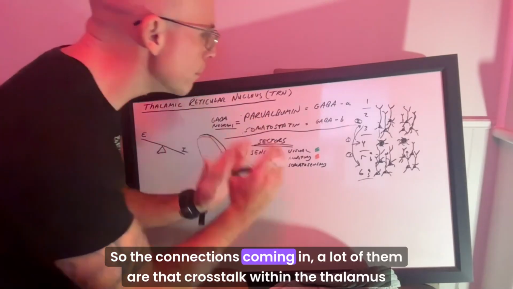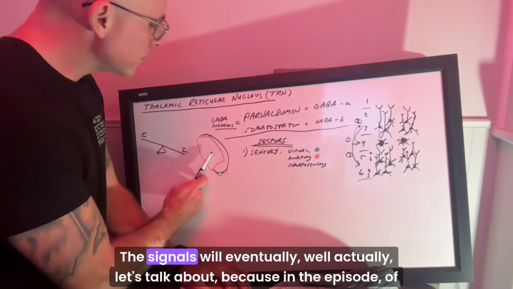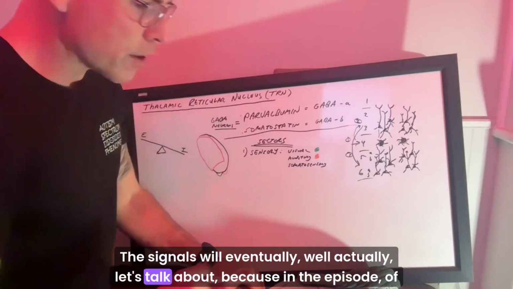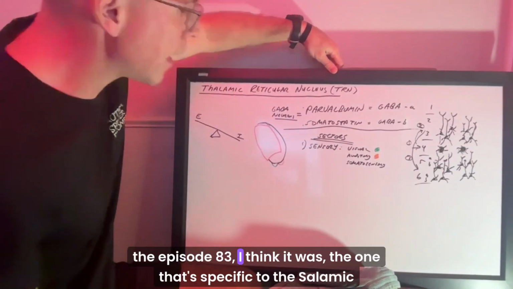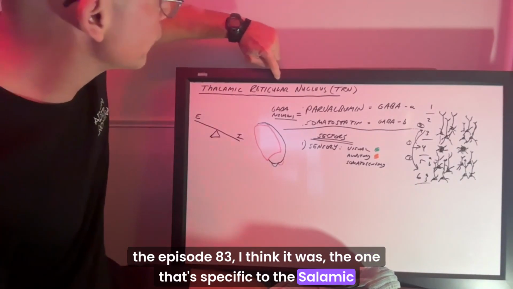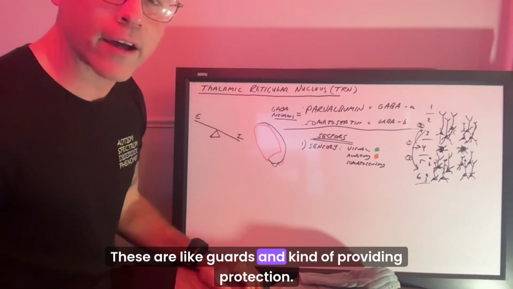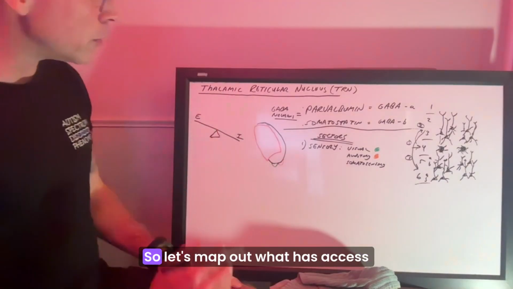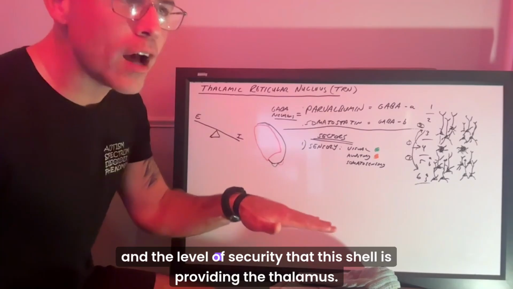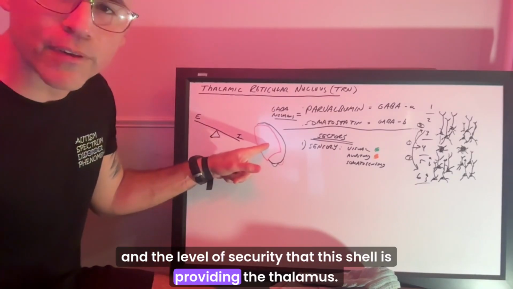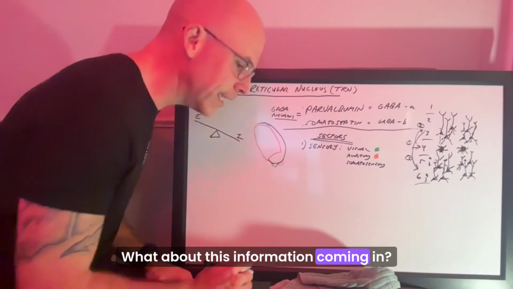Okay, so the connections coming in, a lot of them are that crosstalk within the thalamus, because the signals will eventually, well, actually, let's talk about, because in episode 83, I think it was, the one that's specific to the thalamic reticular nucleus, we outlined it as like guards. These are like guards, providing protection. So let's map out what has access and the level of security that this shell is providing the thalamus. What kind of security? What about this information coming in?